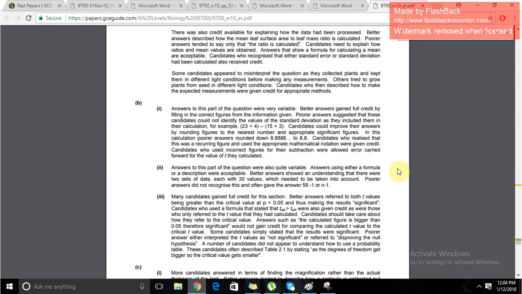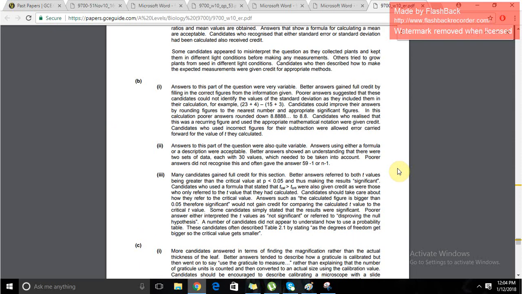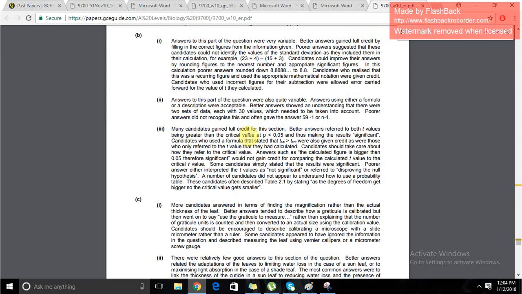Answers were variable for B1. Better answers gained full credit by filling in the correct figures from the information given. This was easy. B2 was also variable. Better answers showed the understanding that there were 2 sets of data, each with 30 values, which needed to be taken into account. Poor answers did not gain this and often gave the answer 59 minus 1 or n minus 1. Many candidates gained full credit.